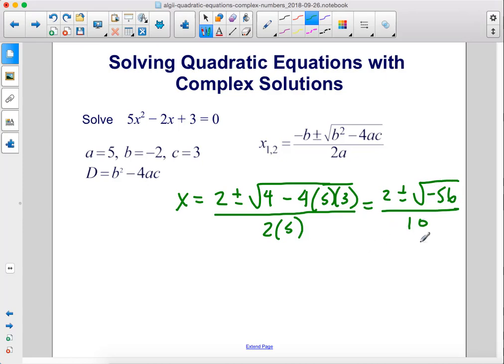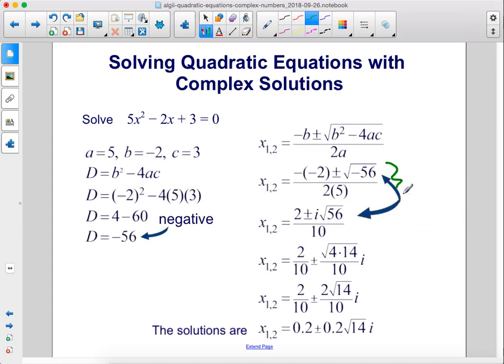So let's continue this on the next slide. On the previous slide, we got up to this point here. So the next step would be removing this negative sign from under the radical and adding an i out front. So then we can break this up into the real and imaginary components: 2 over 10 plus or minus i times the square root of 56 over 10.